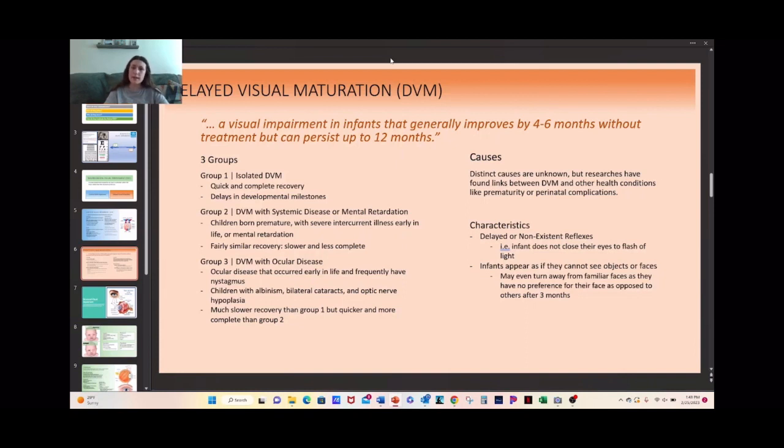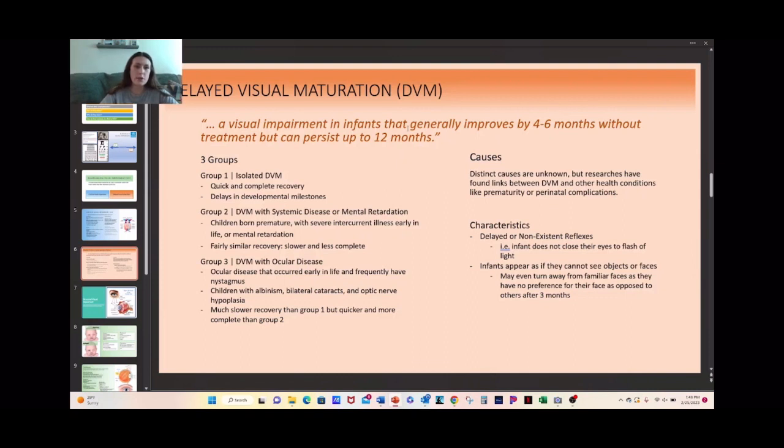Characteristics are delayed or non-existent reflexes. So, for example, an infant would not close their eyes or show any type of response to a light being flashed in their face. Infants also appear as if they cannot see objects or faces. So this might look like an infant turning their face away or not even acknowledging a familiar face, as if they have no preference for their face as opposed to a complete stranger.